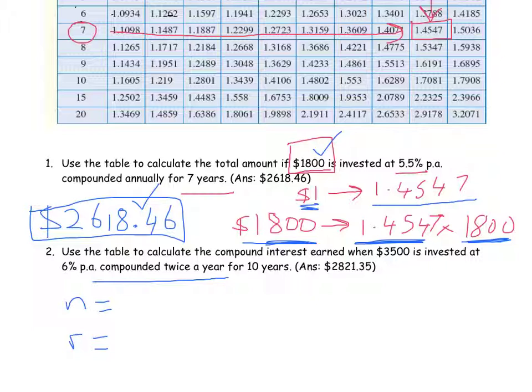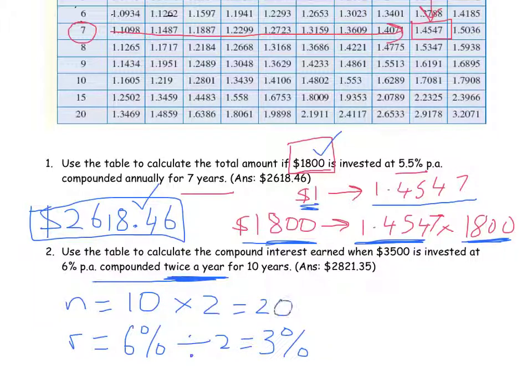Now, let's start with the easy one. The interest rate is 6%, but we need a half yearly interest rate because interest is calculated twice a year, which means every half year. So I'm going to divide that by 2. That'll give me 3%. Now N is 10. Now how many half years are in 10 years? Well, every year has 2 half years, so 10 lots of 2 will be 20. Okay, so the two numbers that we're going to be looking for in the table are 20 and 3%.